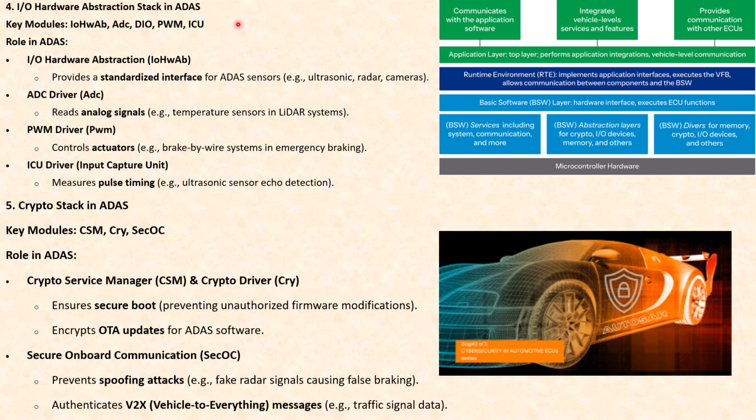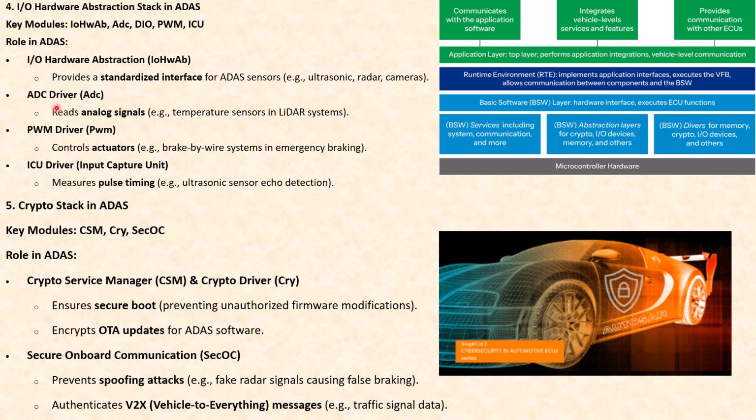Now let's see the input output hardware abstraction stack in the ADAS and what its role is. This input output hardware abstraction comprises of IOHWAB. I will clearly explain what all these things are: ADC, DIO, PWM, and ICU. Now, when it comes to input output hardware abstraction, it provides a standardized interface for ADAS sensors.